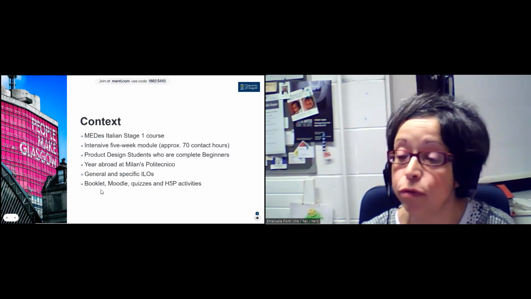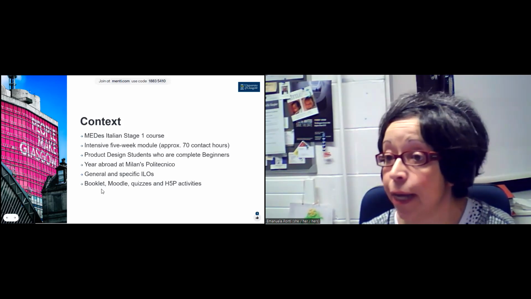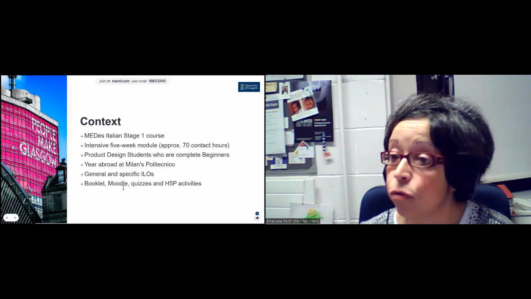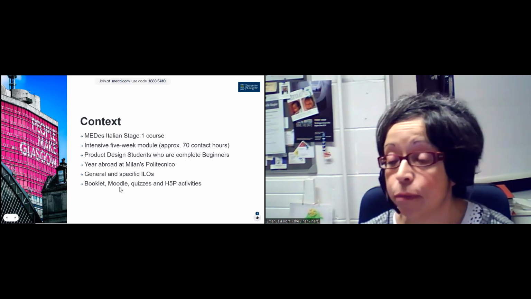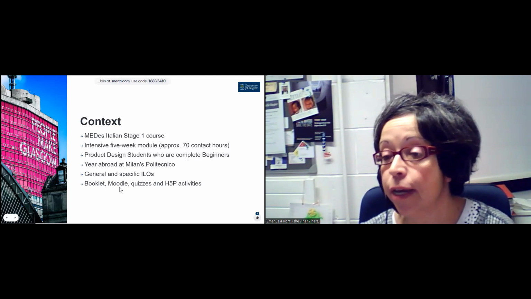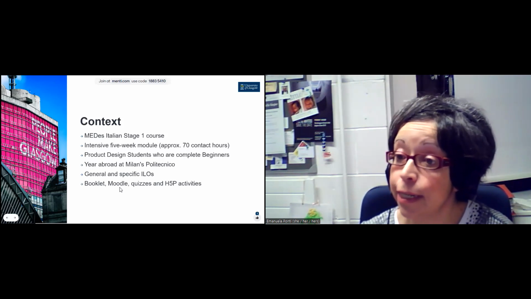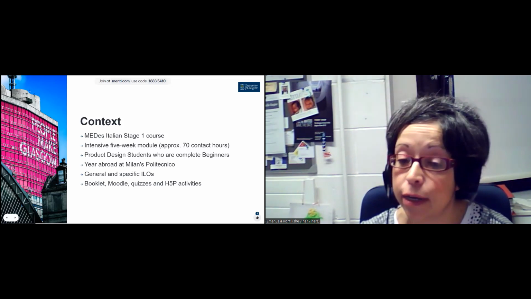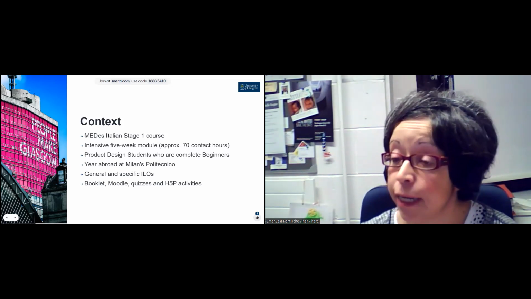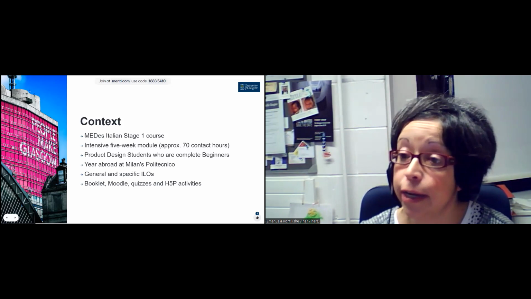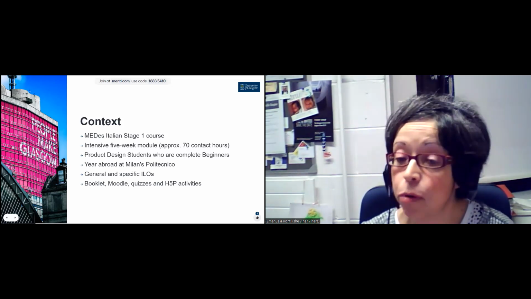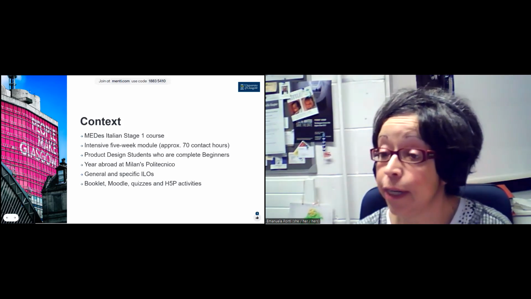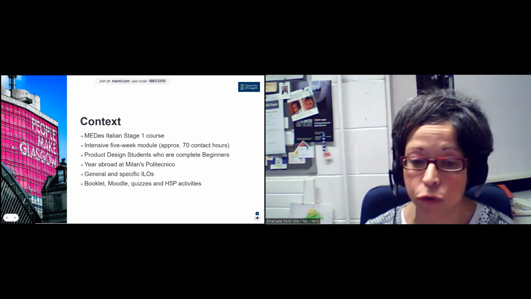Traditionally, the course has been taking place for many years. Traditionally, we have used a booklet which was designed by us, by myself and other tutors in the past. And the course also has a Moodle platform. So on Moodle, students find additional listening and reading materials, and also many quizzes and H5P activities which cover grammatical and lexical points, and students are required to complete these quizzes and H5P exercises by the end of each week of the course.